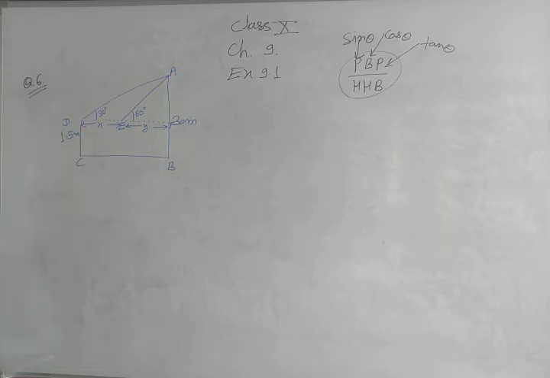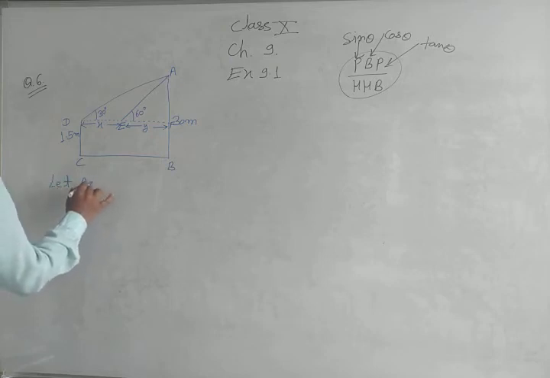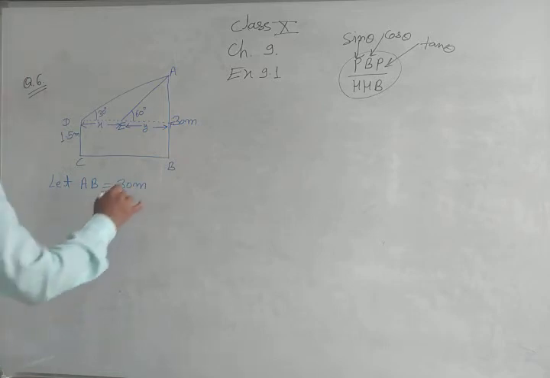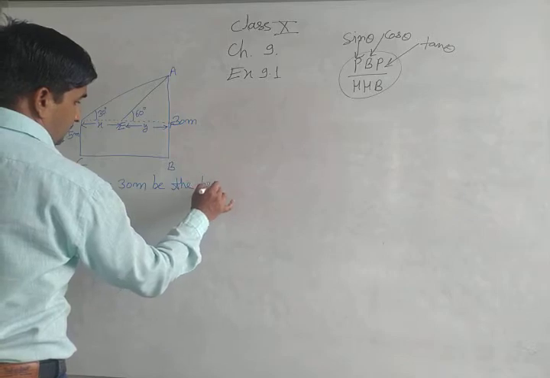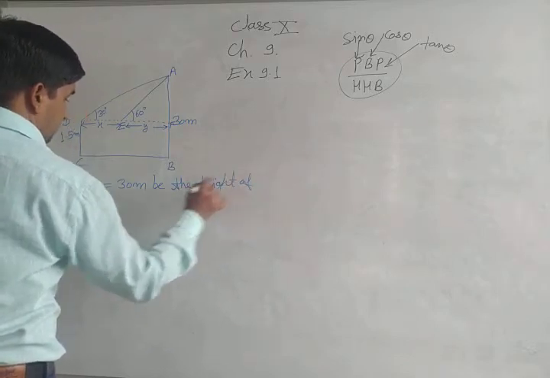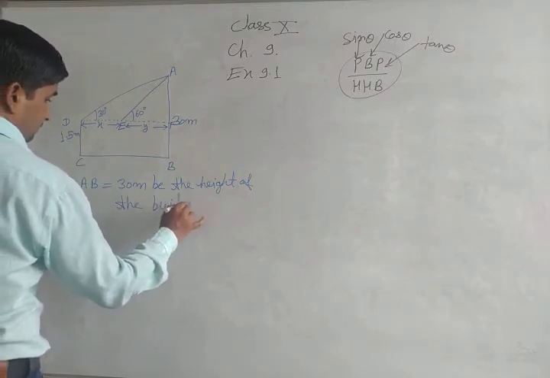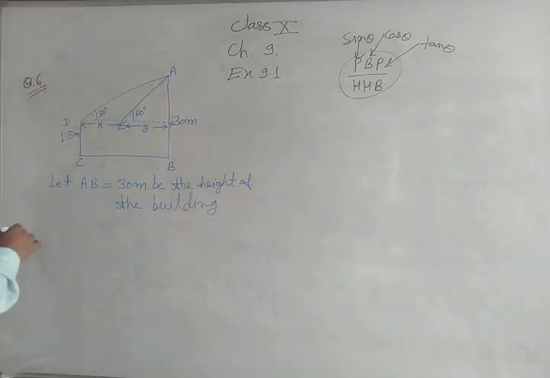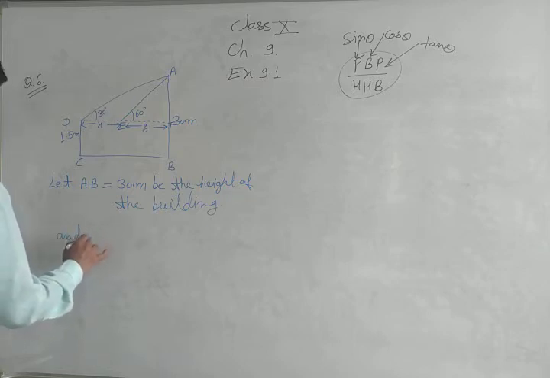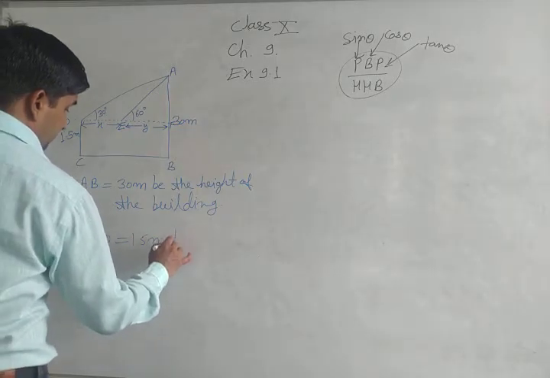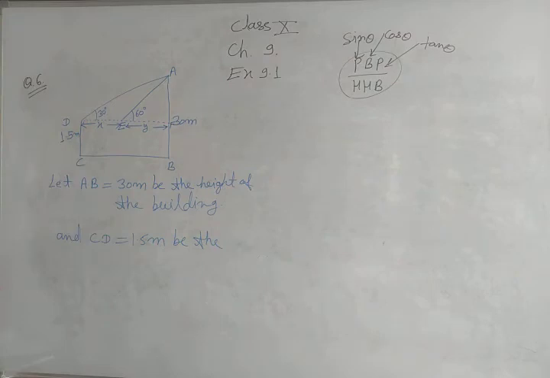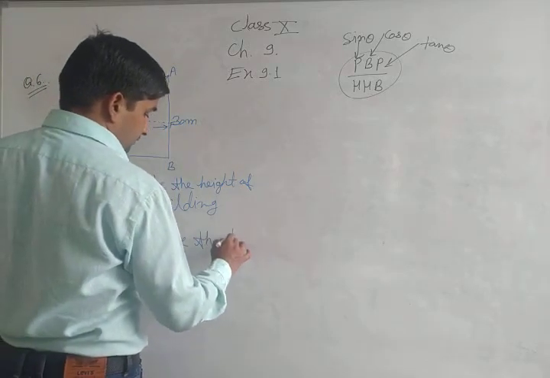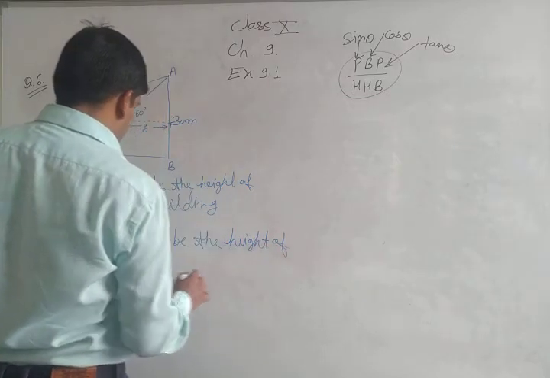Clear? So we assume that let AB equal 30 meter be the height of the building, and CD equal 1.5 meter be the height of the boy.